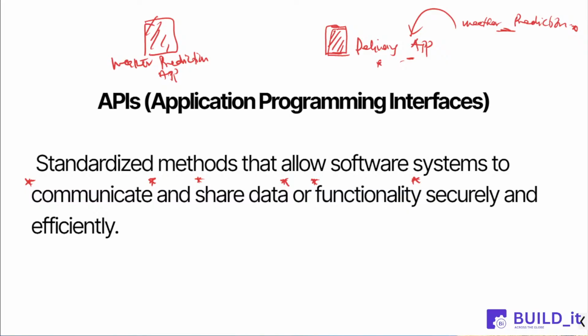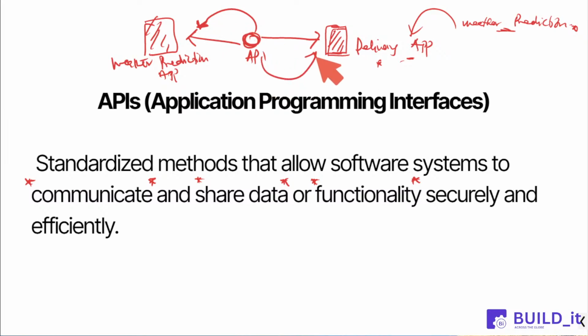And how do you do that? You do that with the help of APIs, right? Good. So the API would be more of a betweener between the two systems. The API is what would help communicate between the two systems. Do you get it? So in this case, we are getting the API from the weather prediction app.